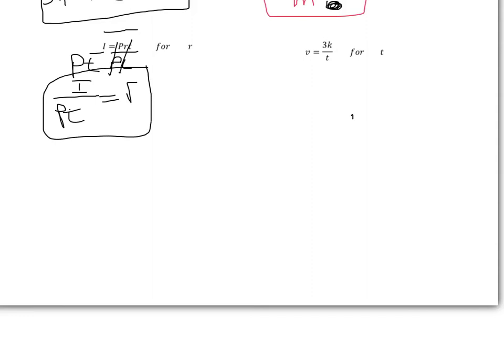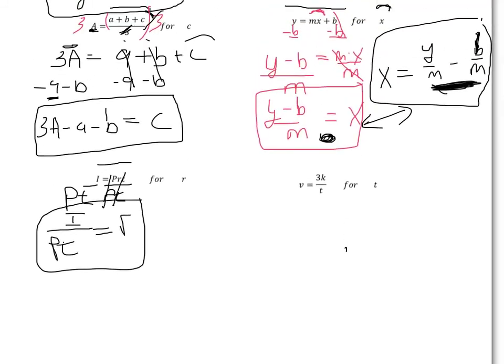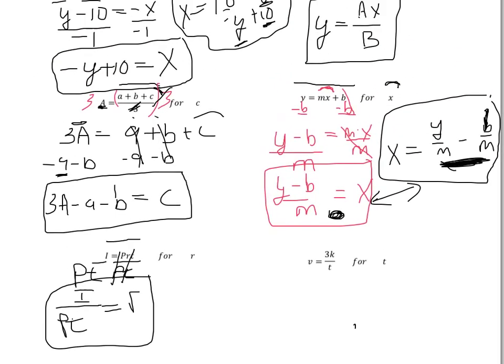We can't divide I by P or T. There are no like terms to combine, so we're done with this. And that's that one. Now, the last one that we have is this. V equals 3k over t. So in order to solve this for t, what we have to do is multiply by the lowest common denominator again.